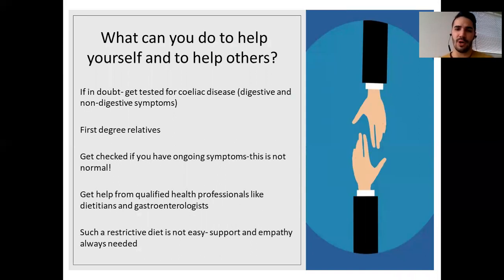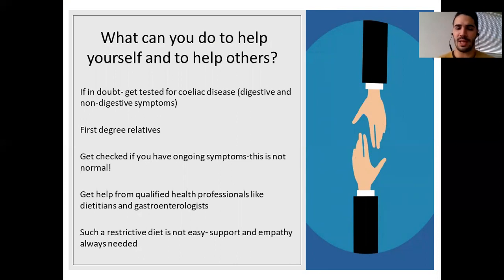Hopefully your health professionals will be screening for that, but it's important that as a patient, you also bring this up and say, I would like to get screened for this. First degree relatives of patients with celiac disease have a 10% chance of having celiac disease themselves, so it's important to get them screened.